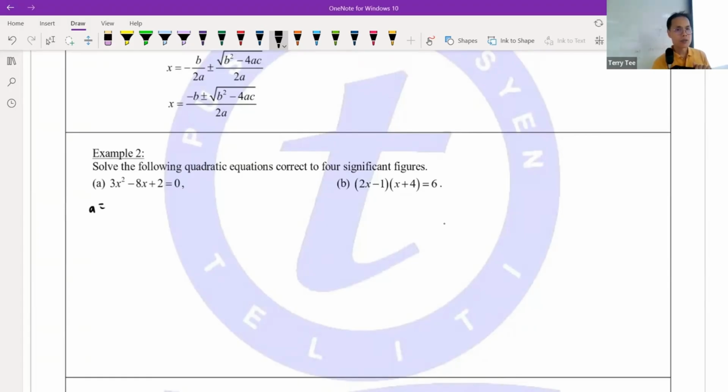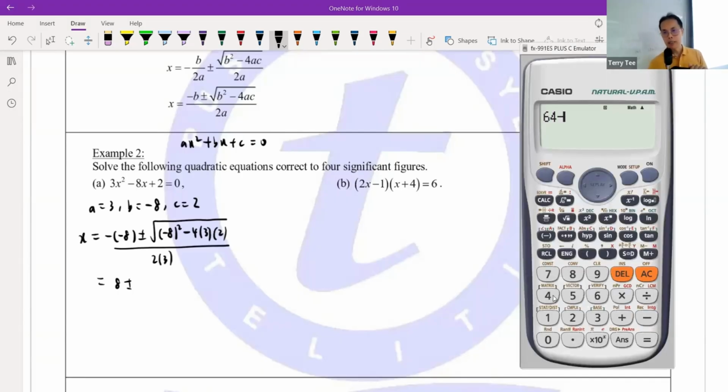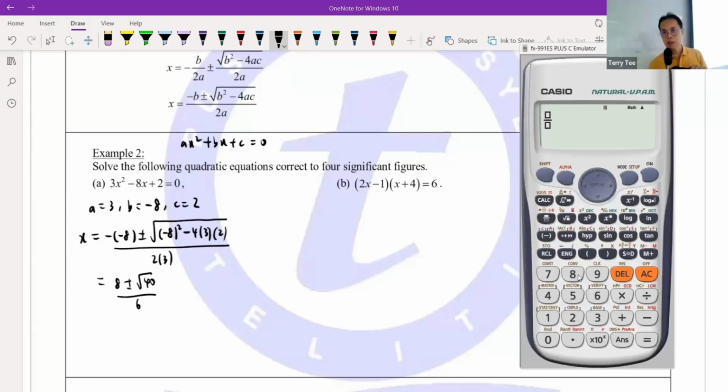My A is 3, my B is -8, my C is 2, right? A, B, C, remember ax squared plus bx plus c equals 0. So we need to use minus b plus minus square root of b squared minus 4ac, over 2a. So this will be 8 plus minus, okay, let's use a calculator. 8 squared is 64, minus 4 times 3 times 2, that's 40, divide by 6.